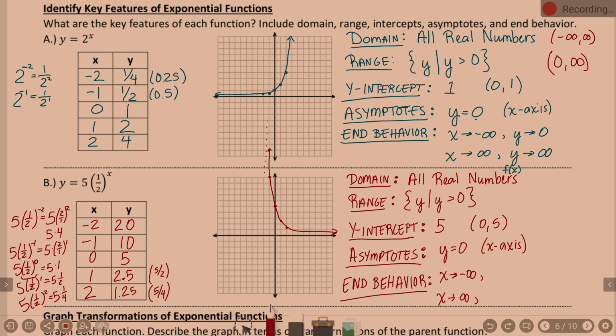Now, as x goes left, as x approaches negative infinity, so as my graph goes left, what's happening? Going up, up, up, and away, right? So y is actually approaching positive infinity.